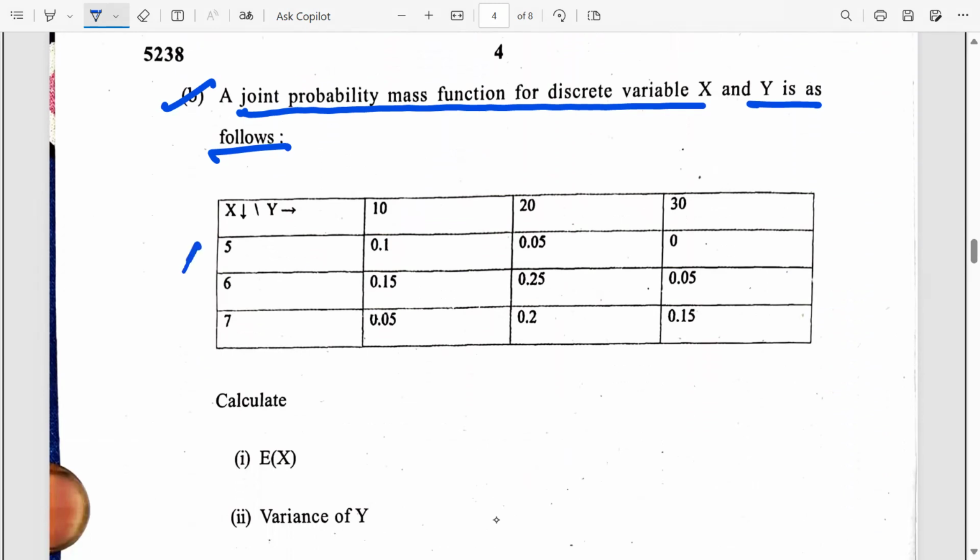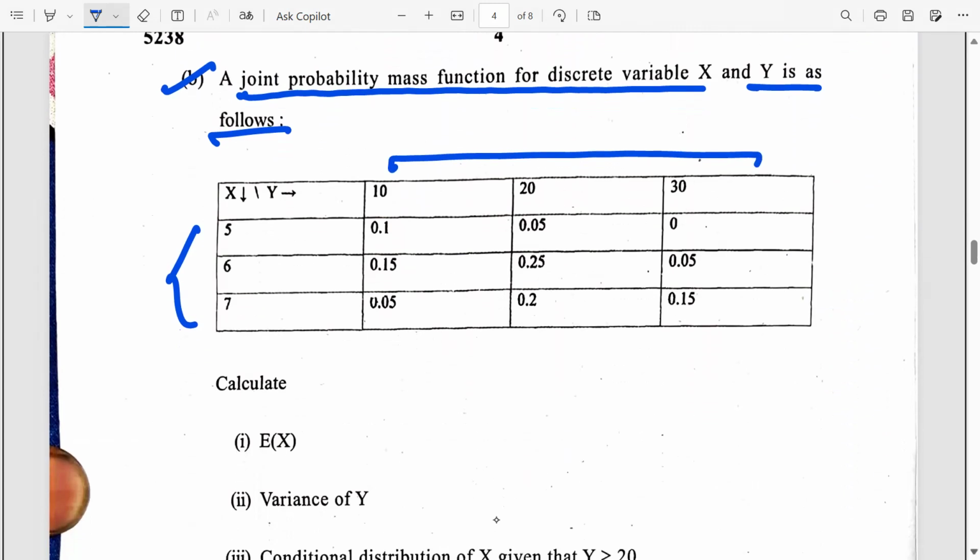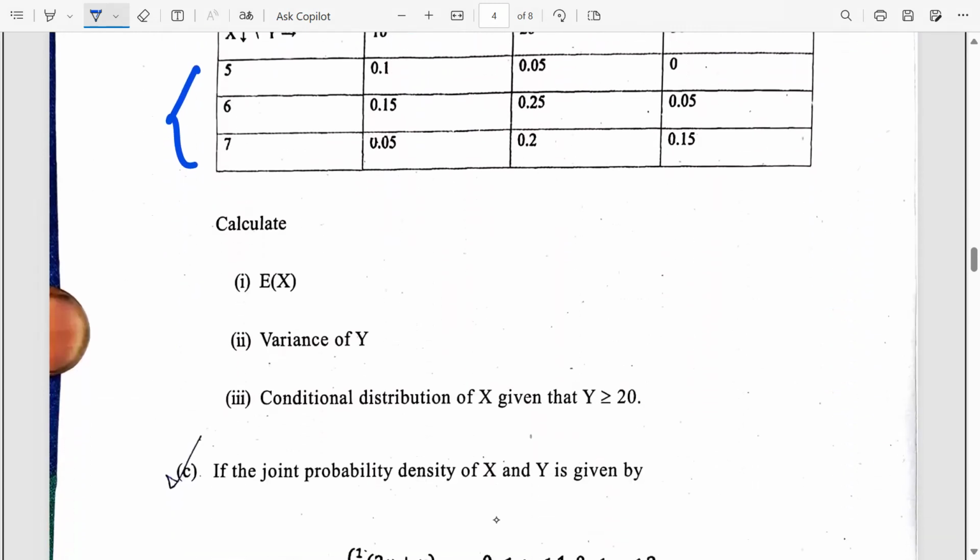We are given the values of X, we are given the values of Y, and we are given the corresponding probabilities. The first part asks us to calculate the expected value of X. The second part asks us to calculate the variance of Y. The third part asks us to find the conditional distribution of X when Y is greater than or equal to 20. So let me first come to the whiteboard and write this table.